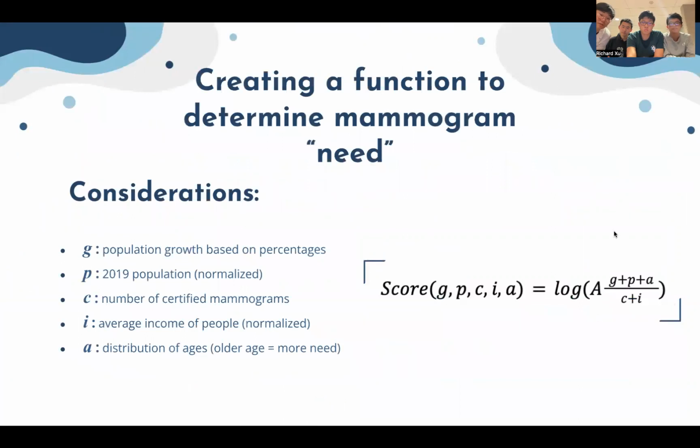So here's the function that I was talking about previously. Some considerations that we consider are G, the population growth based on percentages, P, the 2019 population normalized, C, number of certified mammograms in each state, I, the average income of people in each state, and lastly, A, the distribution of ages. Here, the older the age meant the more need the state had for mammograms. And here you can see a picture of the function that we used.